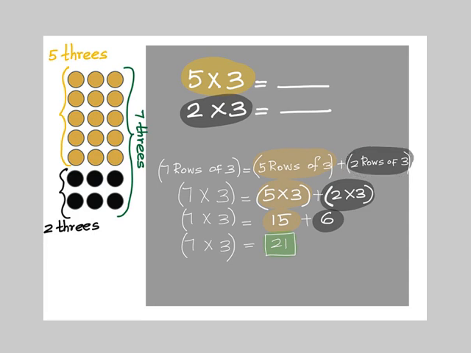So let me add the yellow circles and black circles together, which is 5 times 3 plus 2 times 3, which makes 15 plus 6. And the answer we get is 21. That means 21 is the total number of circles in this array.